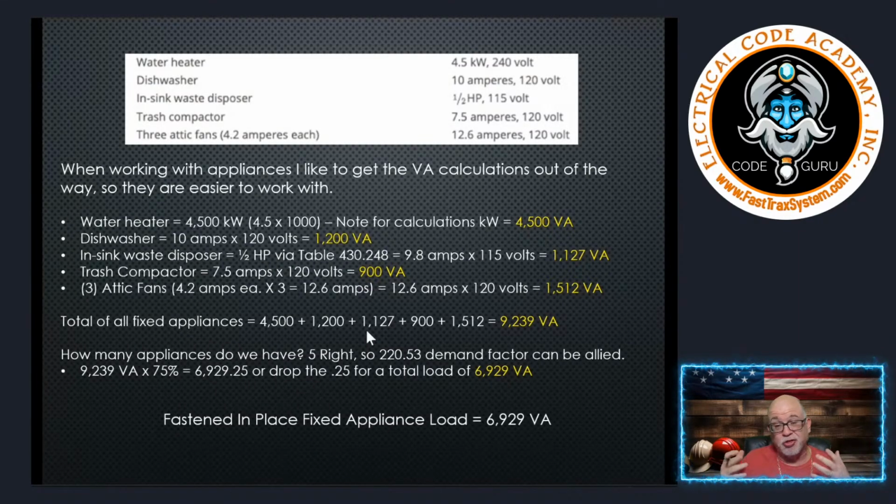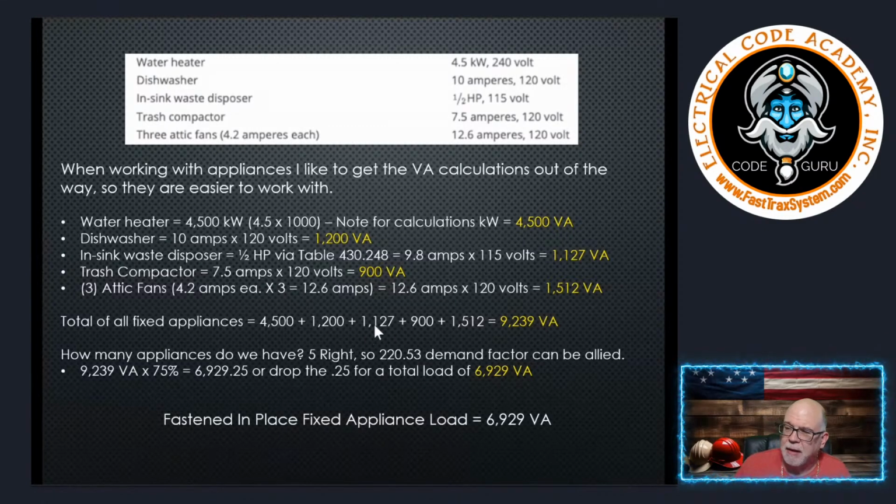Now, that means your service or feeder is going to be larger than it needs to be, right? But you can do that if you want. On an exam, it will be expected for you to know the best possible answer. And the best possible answer means to utilize the allowance for the 75%.